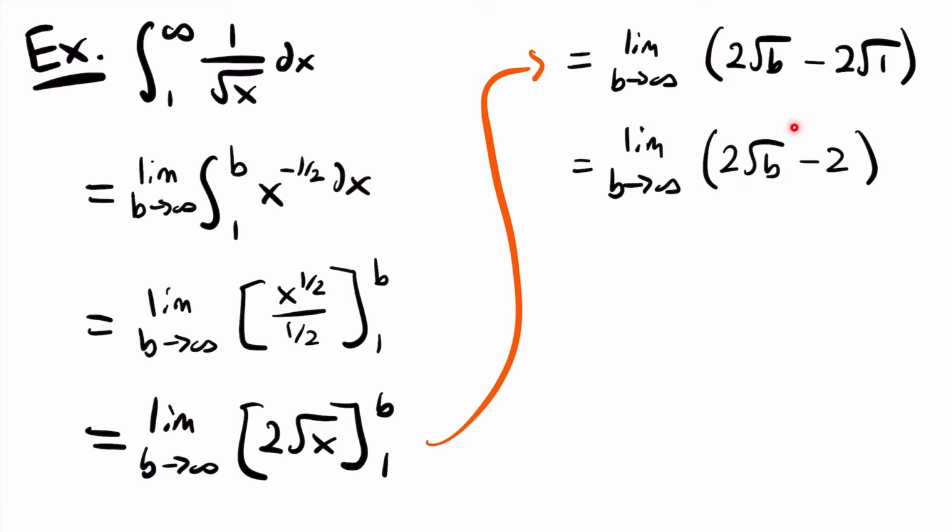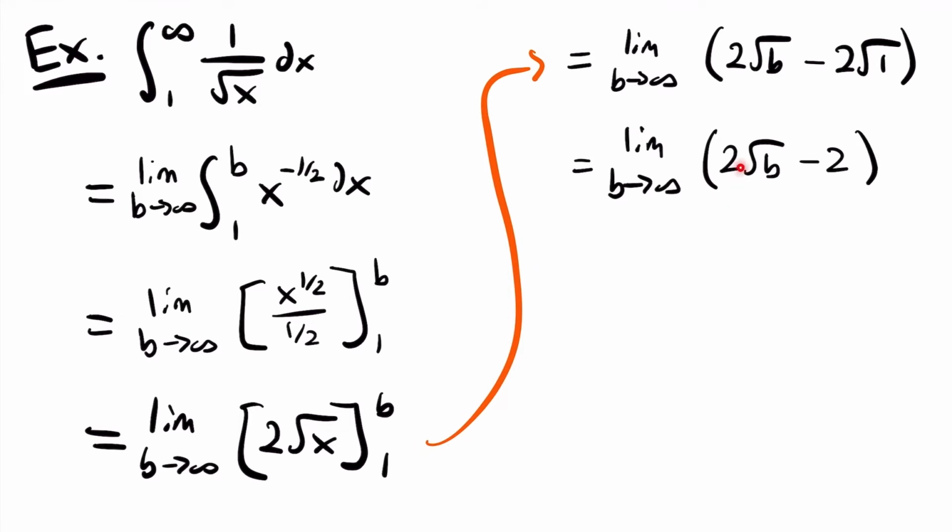And now what happens to this expression as b approaches infinity? Well, we have 2 times the square root of b, and as b gets larger within this square root function, the value of that square root function will also get larger, right? The square root of 9 is 3, the square root of 16 is 4, the square root of 100 is 10, so the larger b gets, the larger the value of that square root will also get.